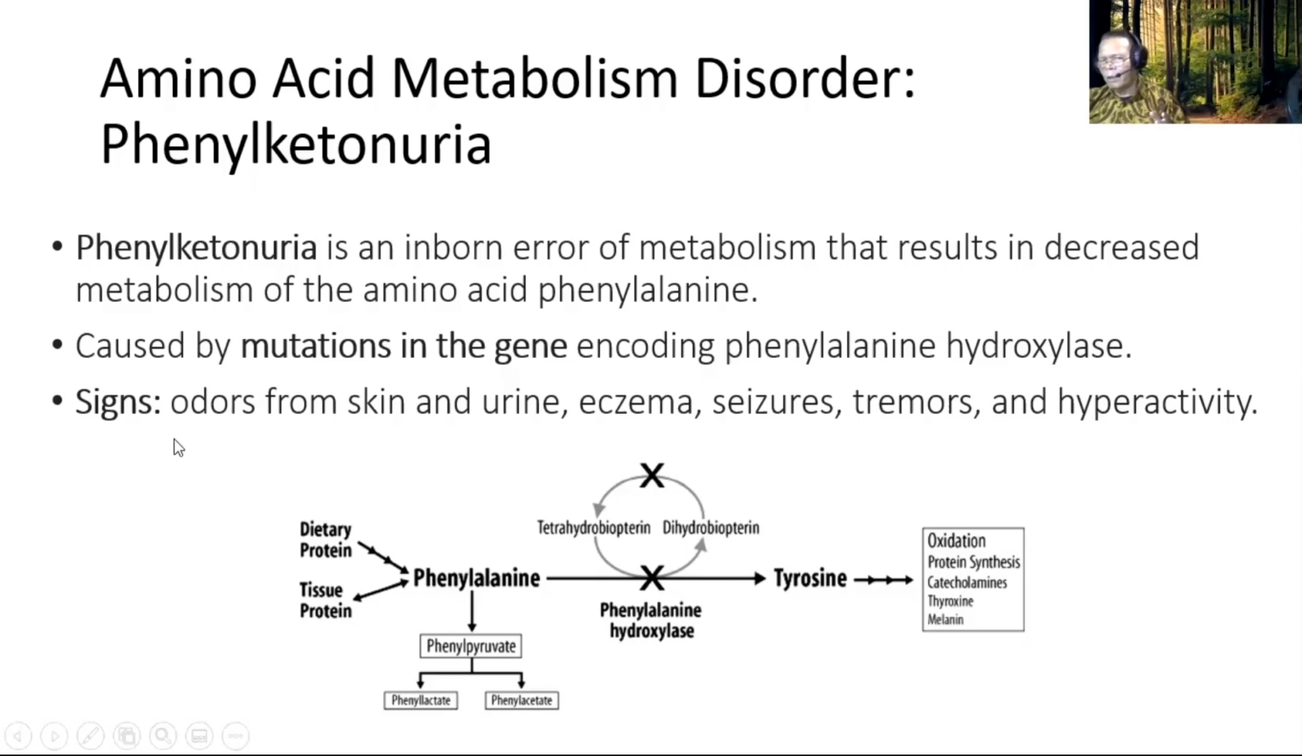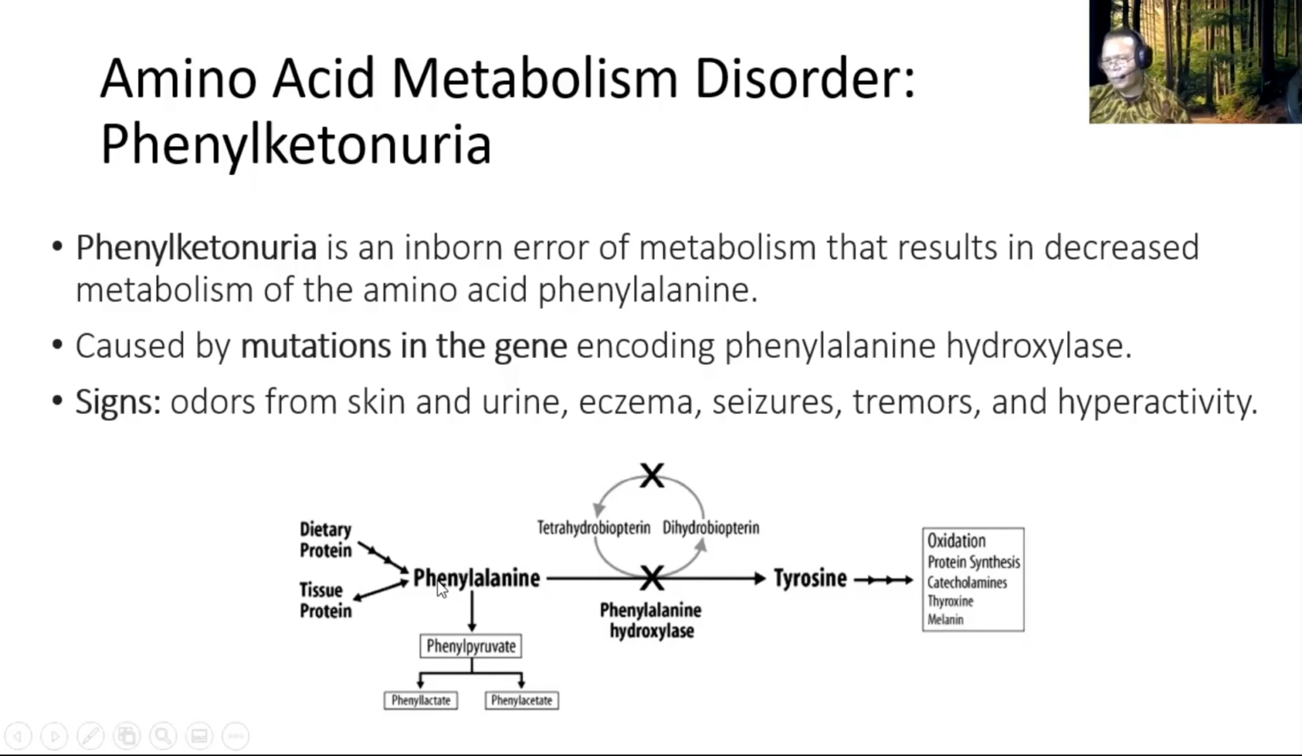Let's see this one. Odor from skin and urine, acne, seizure, tremor, and hyperactivity. Then let's see this diagram or reaction in this slide.